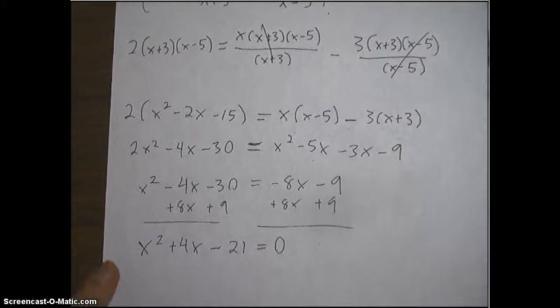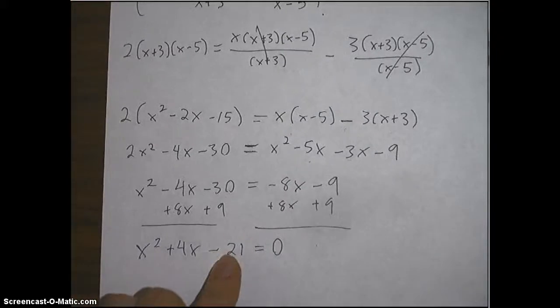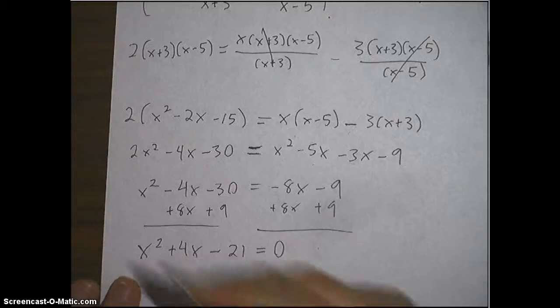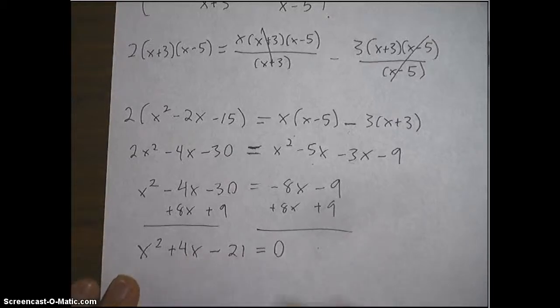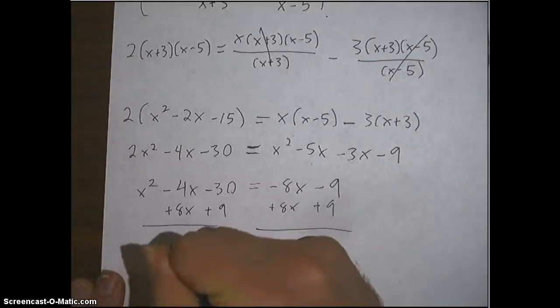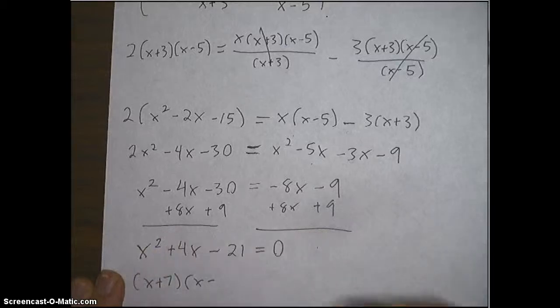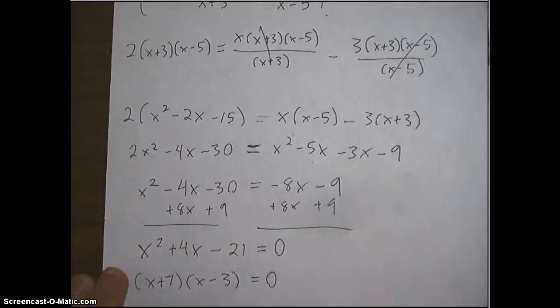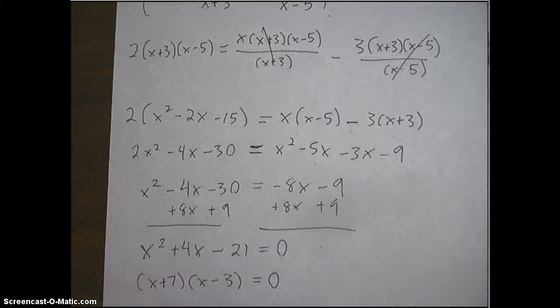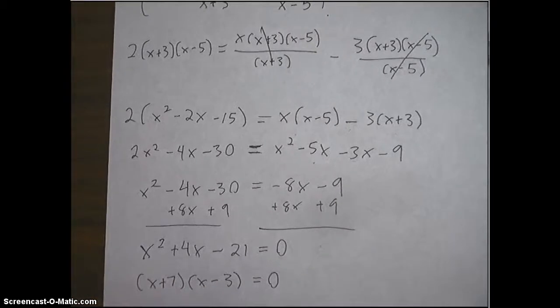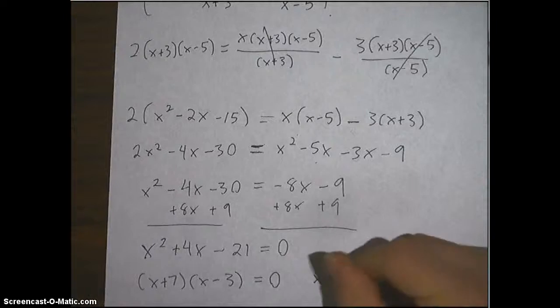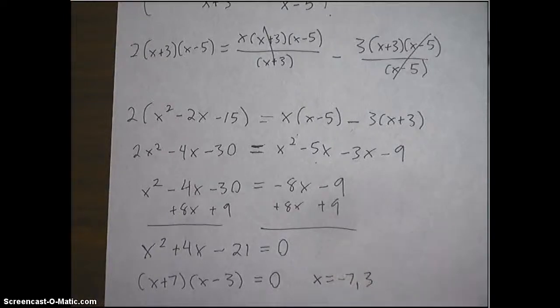And to do that, I'm looking for two numbers that multiply to negative 21 but add to positive 4. That's, of course, 7 and negative 3, so that's going to be x plus 7 times x minus 3 equals 0. And then I just need to set each of these individual terms equal to 0 to get x equals negative 7 and positive 3.